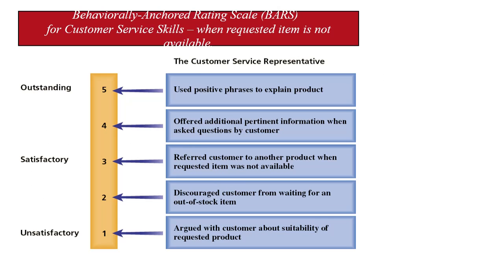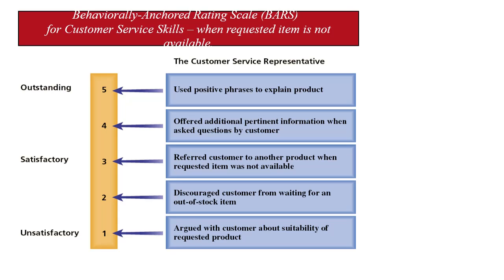A simple example of BARS here is for customer service skill when a requested item is not available. One critical incident is taken here and, based on that, certain behaviors are identified. So when the customer asks for a particular item and it is not available in the store, what would be the reply of the customer service representative? One is to argue with the customer about the suitability of the requested product, which is termed unsatisfactory behavior. Then discourage the customer from waiting for an out-of-stock item.